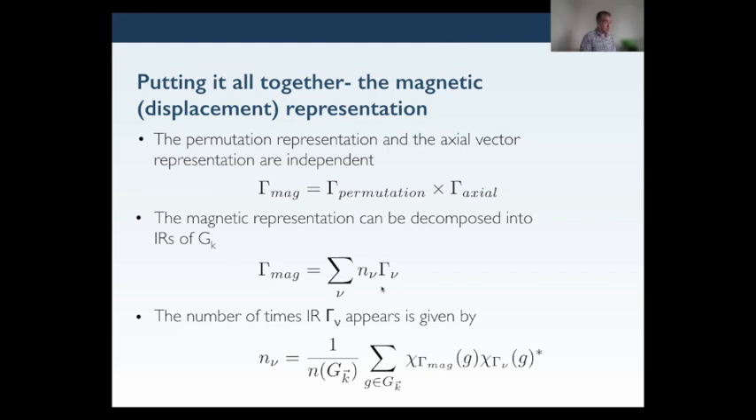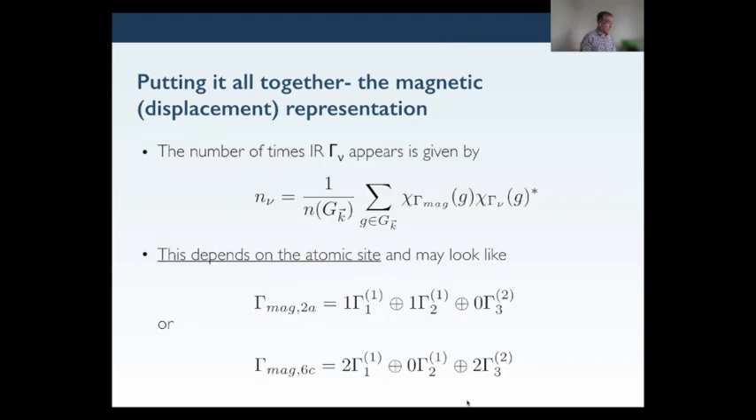And we can decompose that into irreducible representations of GK. The number of times a particular irreducible representation appears is given by this equation here, where we've got the reducible representation there and the irreducible representations there. This decomposition depends on the atomic site, so we could have the reduction of the magnetic representation for the 2A site being 1 gamma 1 of order 1 plus 1 gamma 2 of order 1 plus 0 gamma 3 of order 2. And a 6C site could be 2 gamma 1 of order 1, 0 gamma 2 of order 1, and 2 gamma 3 of order 2.